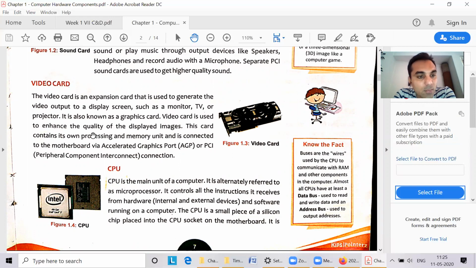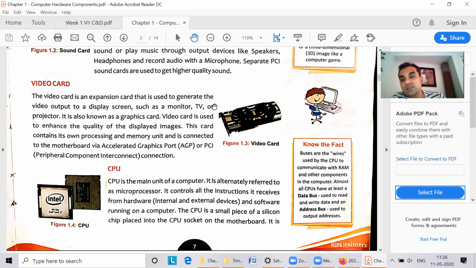This card contains its own processing and memory unit, and is connected to the motherboard via accelerated graphics port, that is AGP, or PCI, peripheral component interconnect connection. So this card contains its own processing and memory, and it is connected to the motherboard via the accelerated graphics port, AGP port.